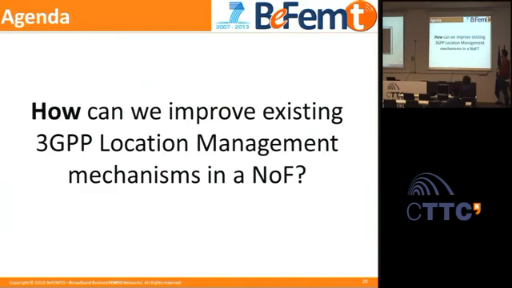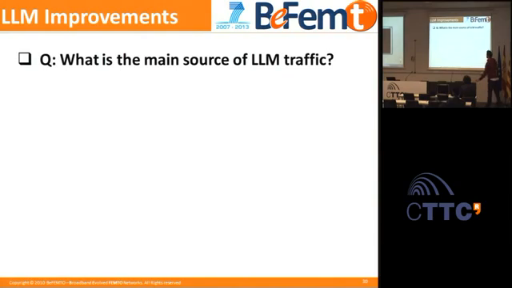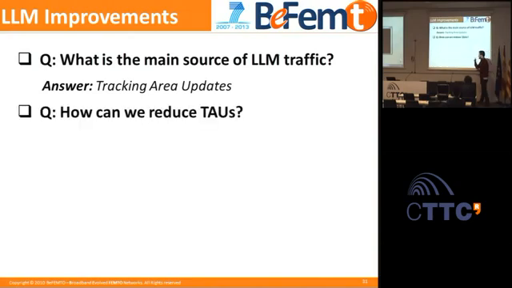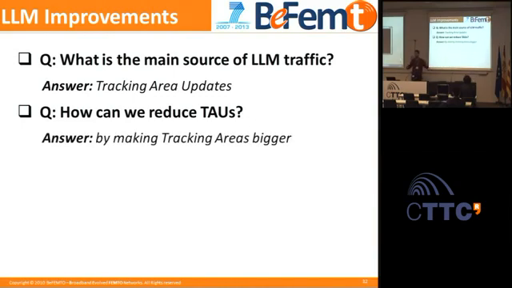How can we improve existing location management mechanisms in a network of femtocells scenario? Well, first of all, what's the main source of local location management traffic? We know that now. Tracking area updates. Second, how can we reduce tracking area updates? You may think, well, let's make the tracking areas bigger, right? Why not? It could be an option.